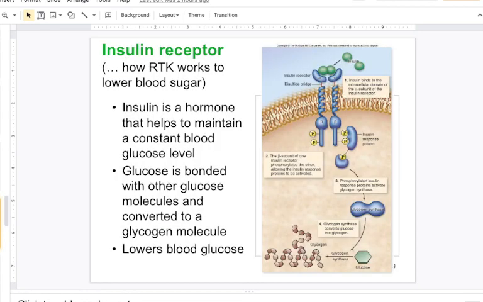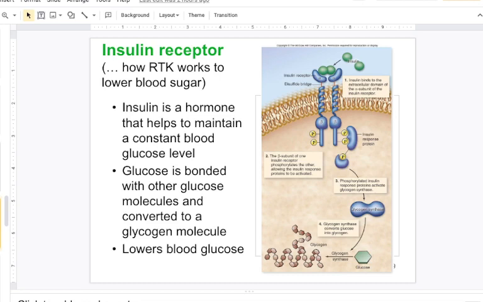All right, insulin receptors. So this is how the RTK can work to lower blood sugar. Insulin is a hormone that helps to maintain a constant level of blood glucose. Glucose is bound to other glucose molecules and converted into glycogen, and this lowers the blood glucose by taking the sugar from the blood and converting it into something that the cell can use for storage.